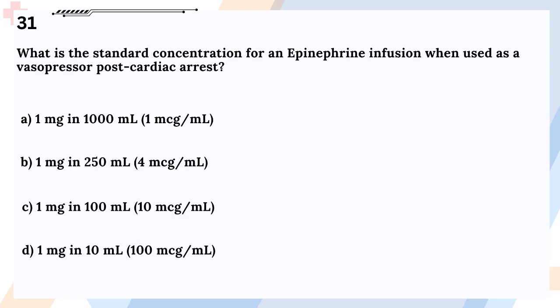Question 31. What is the standard concentration for an epinephrine infusion when used as a vasopressor post-cardiac arrest? A. 1 mg in 1000 mL, 1 microgram per milliliter. B. 1 mg in 250 milliliters, 4 micrograms per milliliter. C. 1 mg in 100 milliliters, 10 micrograms per milliliter. D. 1 mg in 10 milliliters, 100 micrograms per milliliter.